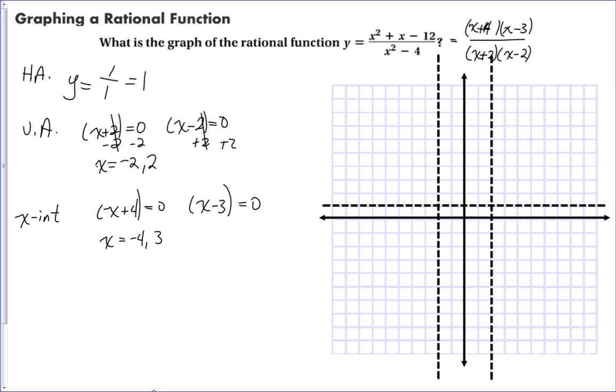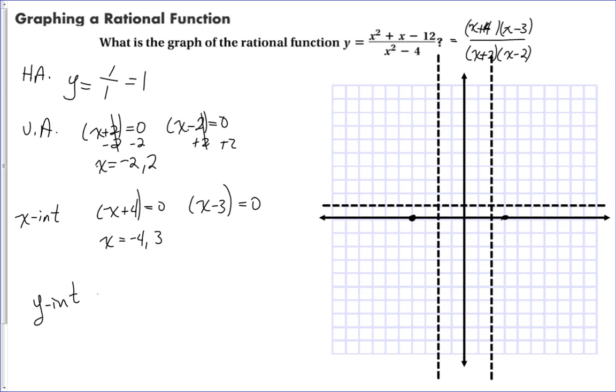We know our x-intercepts. We have our x-intercept at negative 4, so negative 2, negative 3, negative 4. There's one x-intercept. And at positive 3, so at 1, 2, 3, here's our other one. So there's our two x-intercepts. Now we can find the y-intercept.